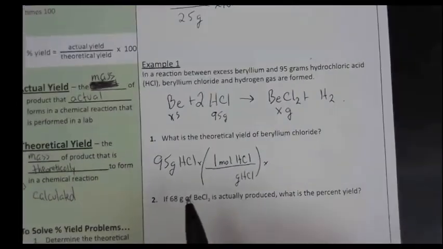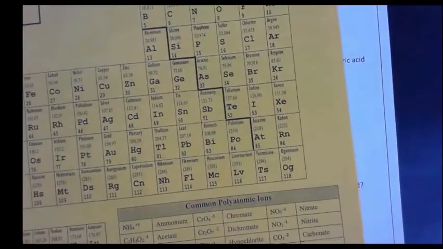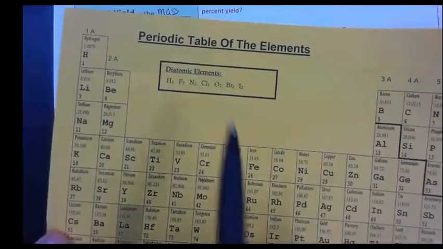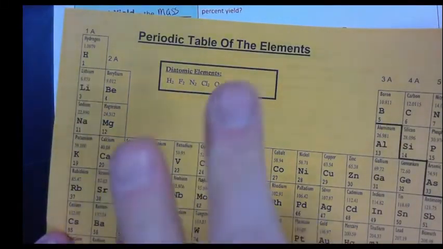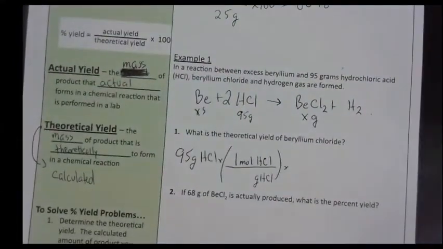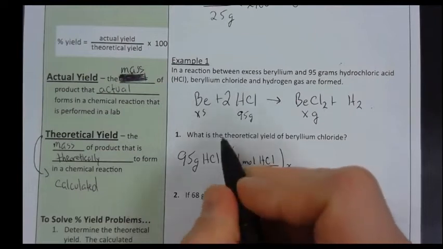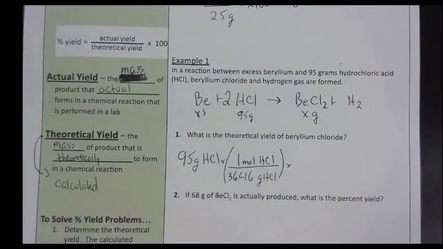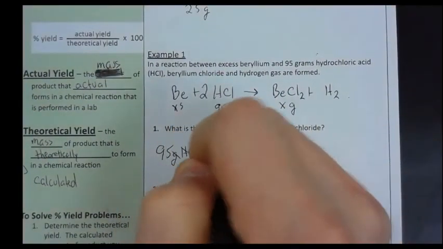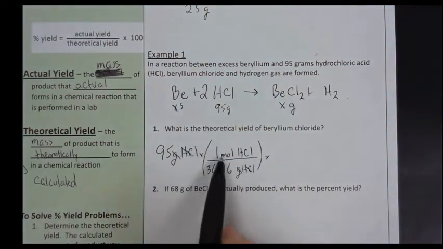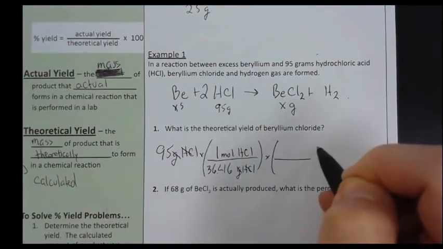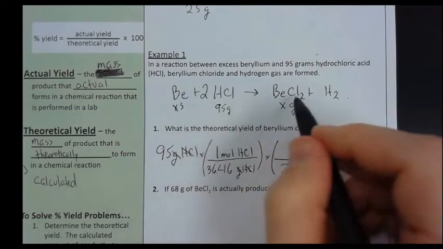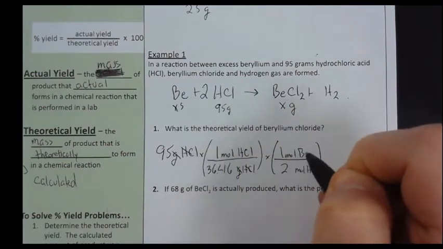So the first step here is to use our periodic table, again, to determine the molar mass. So we've got chlorine, 35.45. We've got hydrogen, 1.01. Remember, 2 decimal places. So that means that our molar mass of HCl is going to be 36.46 grams per 1 mole. Now, grams of HCl will cancel. And if we've got moles as our next label, that's got to go in the next denominator. And for every 2 moles of HCl, we're going to produce 1 mole of BeCl2.